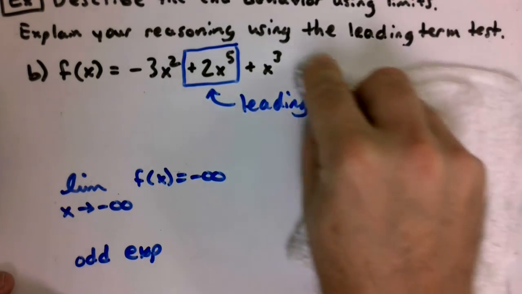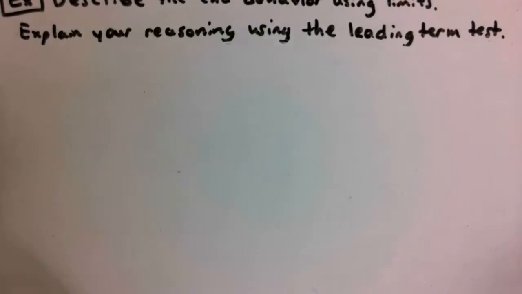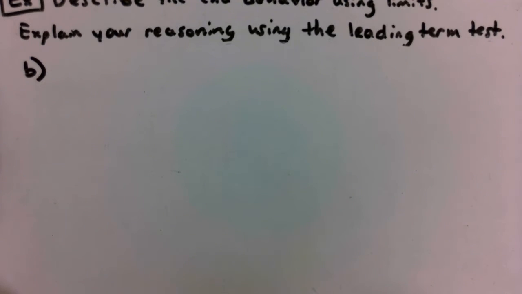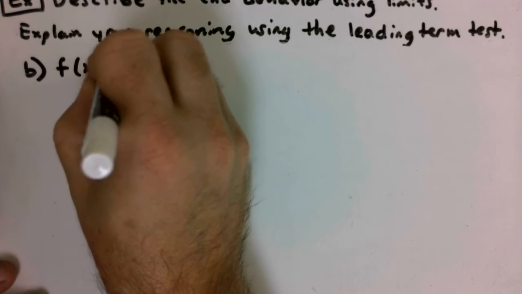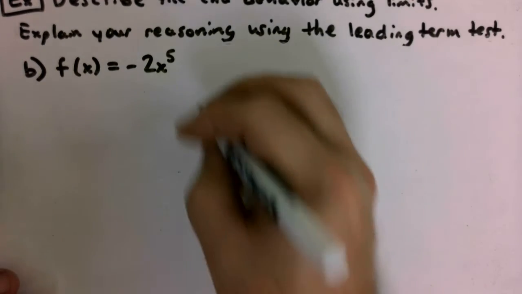For letter C, we'll take another quick look at another one of those with a little bit different leading term this time. Let's take a look at f of x is equal to negative 2x to the fifth minus 1.